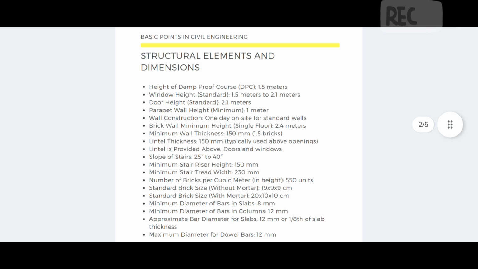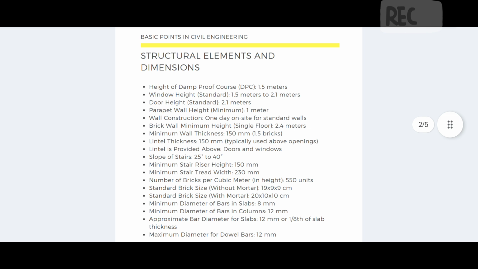Minimum wall thickness should be 150 mm. Lintel thickness should be 150 mm. Lintel is provided above the doors and windows, that's always. Slope of stairs should be 25 to 40. Minimum stair riser height should be 150 and tread width should be 230.